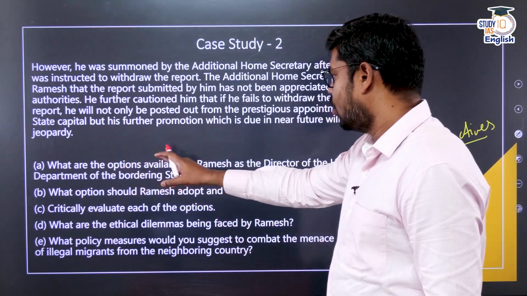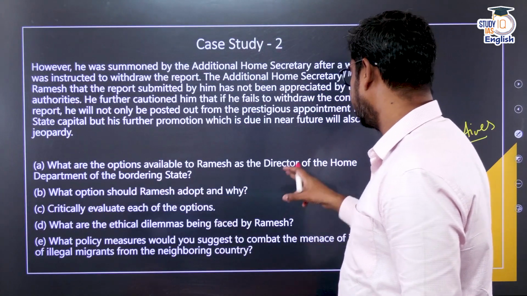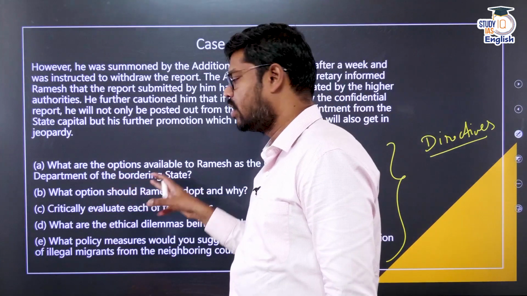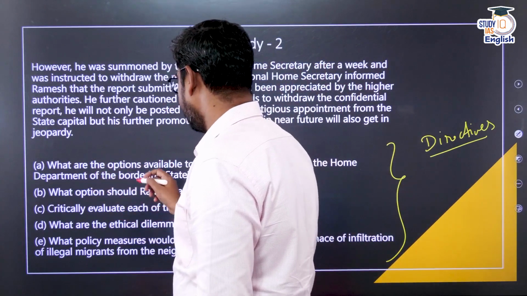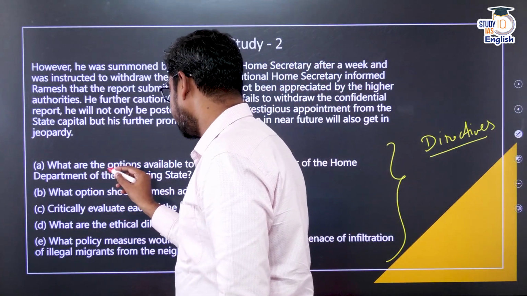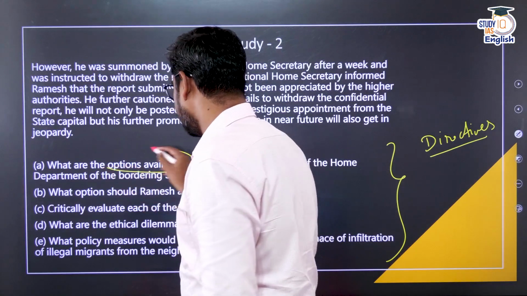So what are the options available to Ramesh as the director of home department of the bordering state? So what are the various possible options? Now please understand, this directive is very, very important. Whenever the question is asking what are the various options available, this is very, very important.